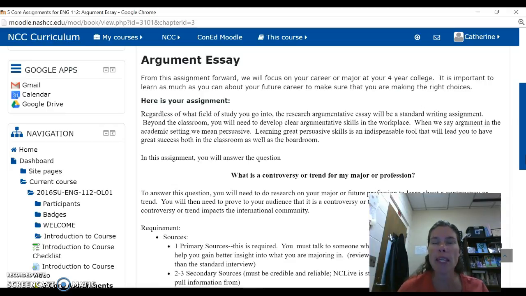And so one thing that you're going to do with this assignment is you're not only going to research it like you did with other research papers in the past, but you are going to be required to interview someone in your field. Now, if you don't know anyone in your field, but you know a professor or an instructor, you can interview them. But this will give you a greater insight into what your profession requires.